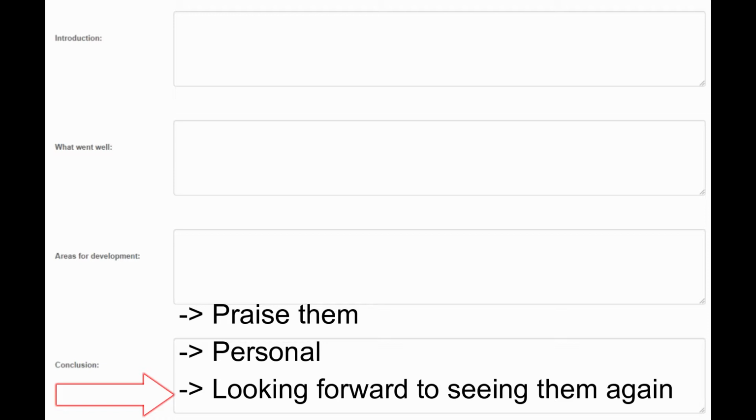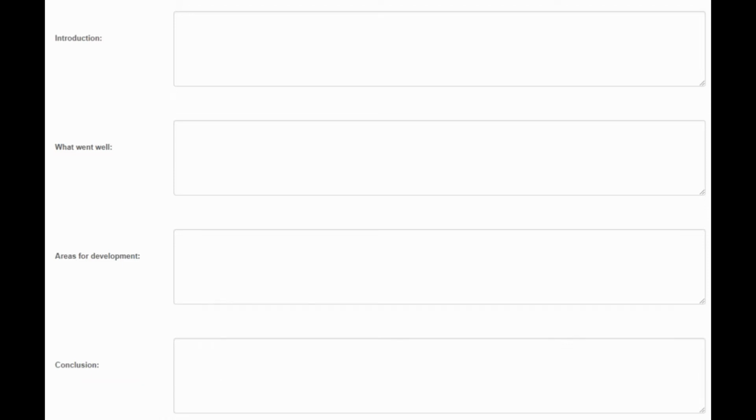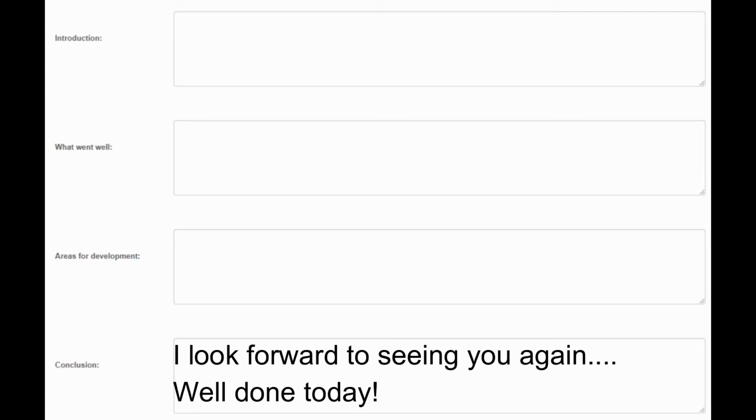So for example, you may find out in a lesson that the Brady loves their cuddly toy bunny, Snuggles. You might want to say, I look forward to seeing you and Snuggles again soon. Well done today. Remember, it's really important to praise our Bradies. They work hard and the praise is much deserved, and always end on a high.